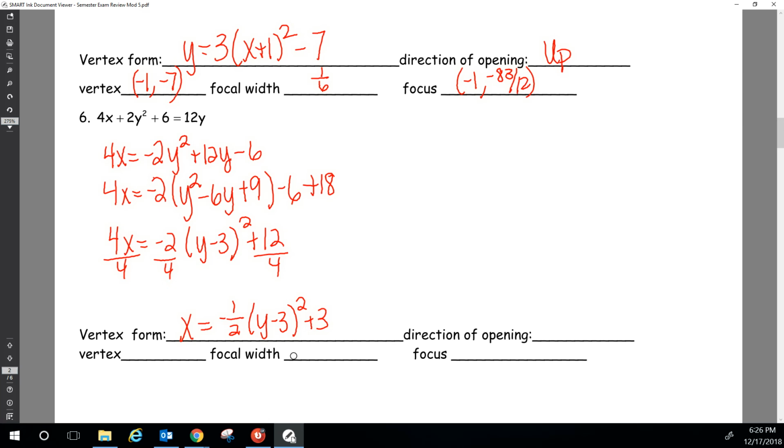Since it's y squared, we know it's opening left or right. Since it's negative, I know it's going to the left. The vertex is going to be the same for the x this time, opposite of the y because it's the one in the parentheses. And the focal width for this one is 1/4. Focus is 5/2, 3. Again, do not stress that. You're going to be just fine.